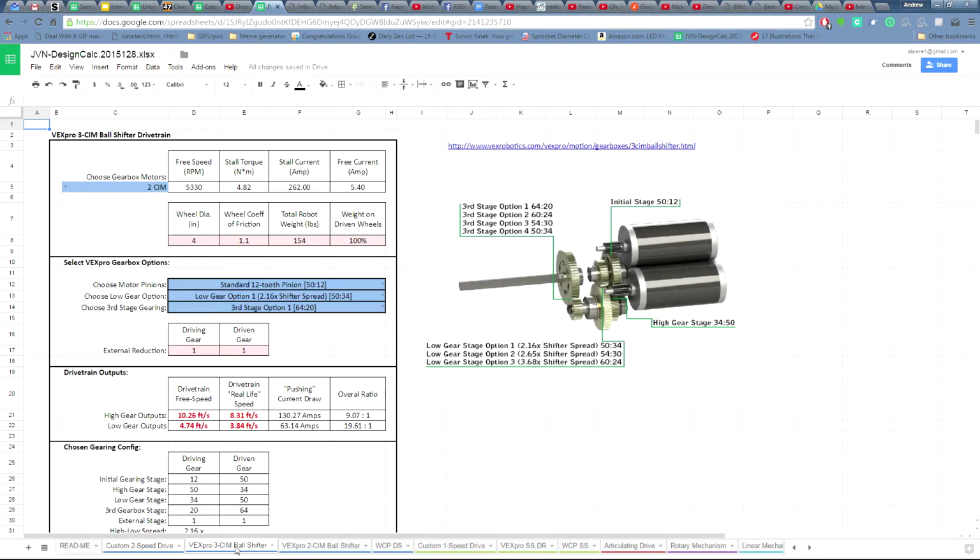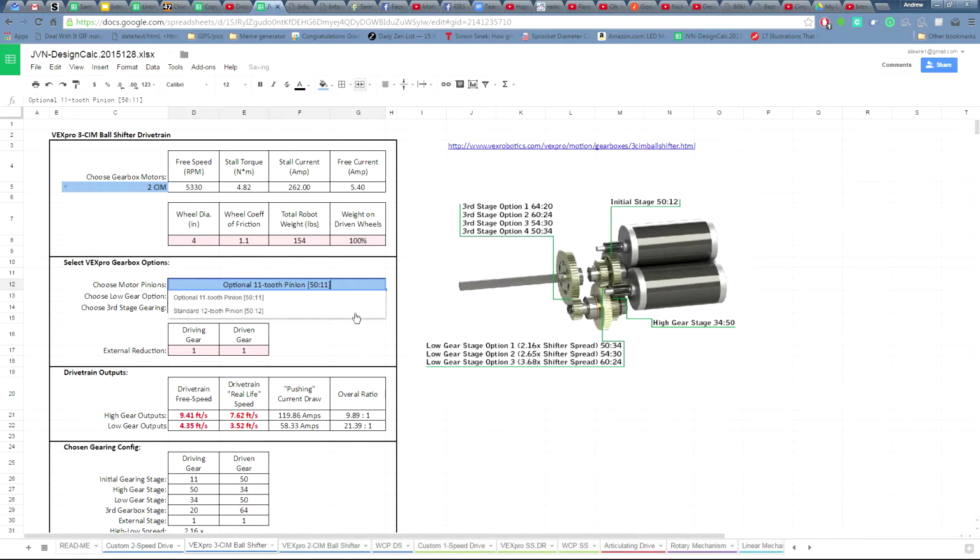Pretty self-explanatory. Over to the next one, it's the VEX Pro 3-CIM ball shifter. This one's a little less custom, but it's designed to be that way. If you're going to use a 3-CIM ball shifter, essentially it allows you to choose your ratios and choose your motors. It's the same characteristics and variables we had to play with the other time. You play with, of course, your wheel diameter, your coefficient of friction, and robot weight. The weight on the wheels should always be 100%.